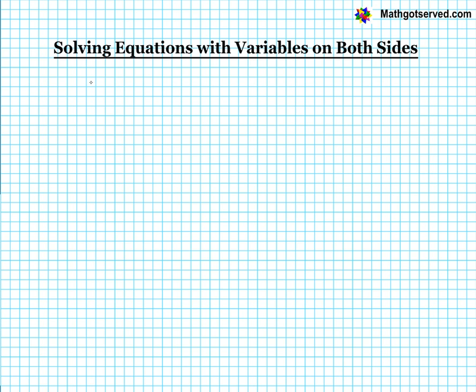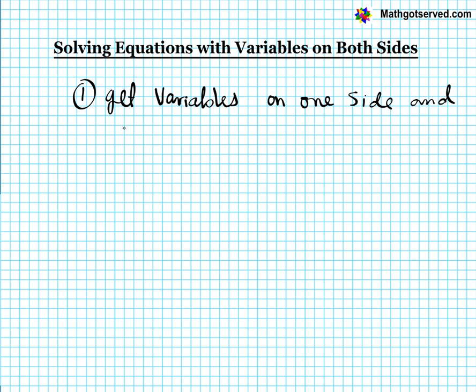Number one, you want to get variables on one side, and constants on the other side. Okay, that should be your first goal. How can I get all the variables to be together on one side? They're going to be like variables. When I get them together on the same side, then I can combine them together.